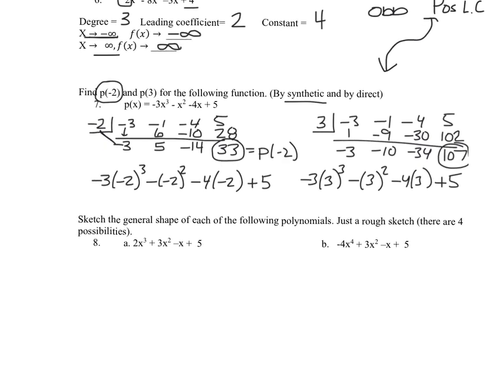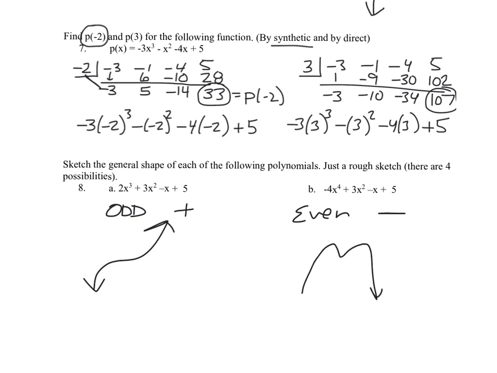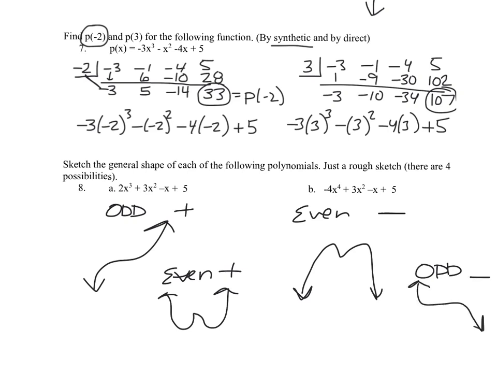8a and b, we talked about these a little bit above. This one is odd degree, positive leading coefficient. Its general shape would be like this. Second one is even degree, negative leading coefficient, so its shape would be going down. Okay, the other shapes would be, if it's even, with a positive leading coefficient, it would open up. If it'd be odd with a negative leading coefficient, it would go down. Those are your 4 general shapes of those.